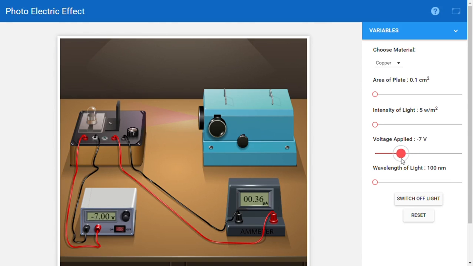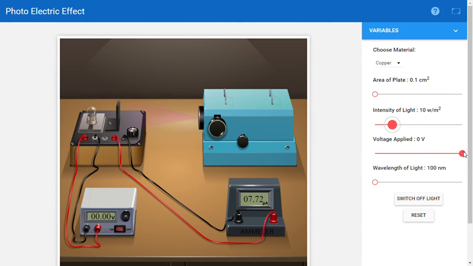As we can see, at 7.8 volts our current is becoming 0, and we'll take the readings of current and voltage to plot the graph between photocurrent and stopping potential. Suppose we plot for three intensities, say 10 watt per meter square, 20 watt per meter square and 30 watt per meter square. Now we'll vary this one by one and take the readings for voltage and current.